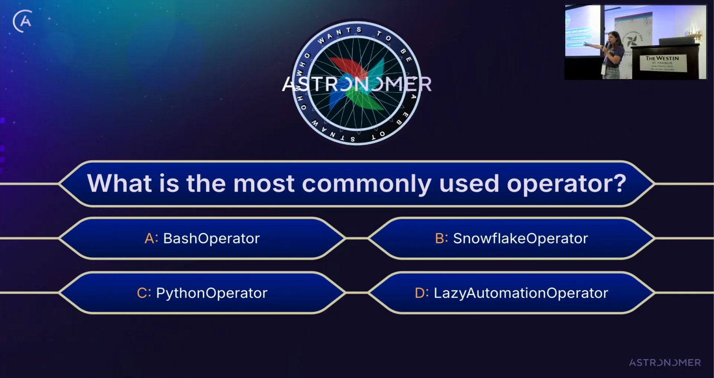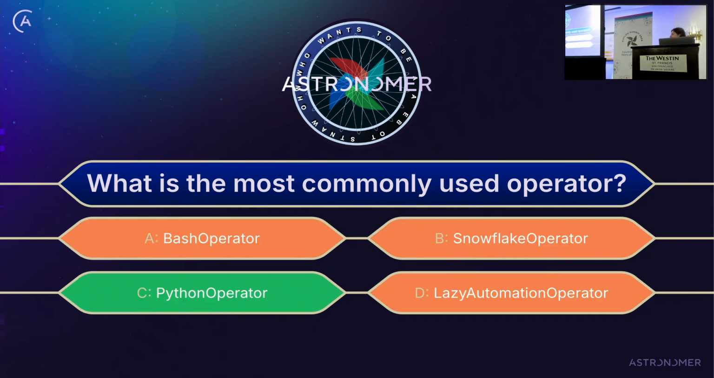So who's for option A, the bash operator? Okay, quite a few. The snowflake operator, option B. Yeah, not too many. Python operator. Wow, okay. I think they're leading the way at the moment. And what about the lazy automation operator? No one. And the answer is the Python operator. And by the way, the lazy automation operator doesn't exist. I made it up. But I can guarantee you that the day that it exists is going to be the most used operator, for sure. So if anyone wants to create it, please be my guest.